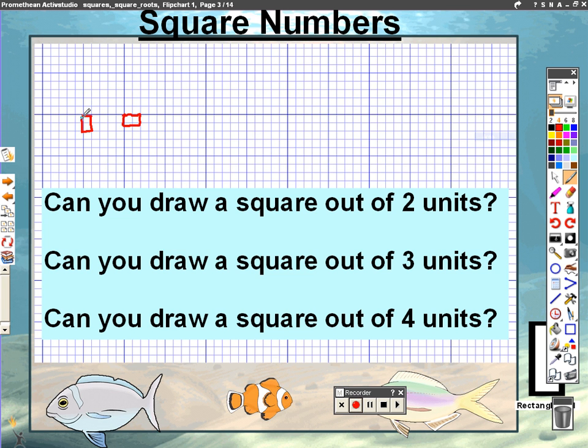Can we do it with 3 units? 1, 2, 3. No. 1, 2, 3. Nope. Maybe I need to do 1, 2, 3. There's 3. Nope, that looks like an L. So 3's out. How about 4 units? Oh, 4 units works well because it's 2 by 2. 2 squared.